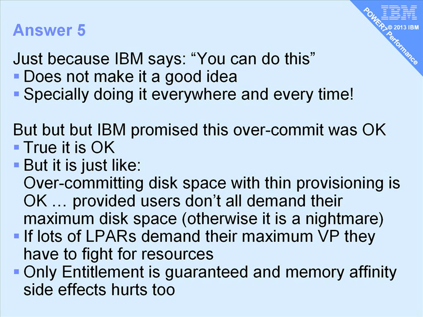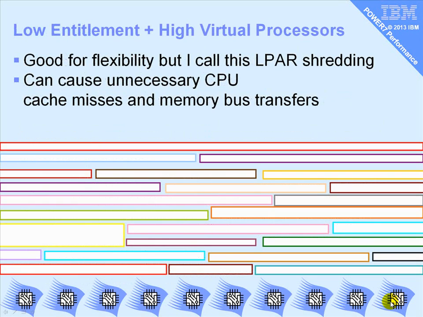If we have lots of LPARs demanding their maximum VP, they have to fight for resources. They'll get all the resources that are available. It may not be as much as you are hoping that they would all get because we've overcommitted our resources. They'll all get cut down using some of our techniques like weighting factors to work out who gets what. Only the entitlement is guaranteed, and there are also effects in memory affinity that can hurt us too. Let's look at these visually.